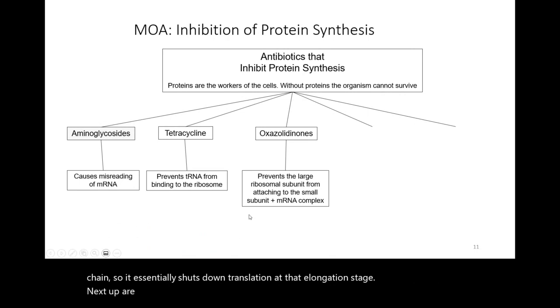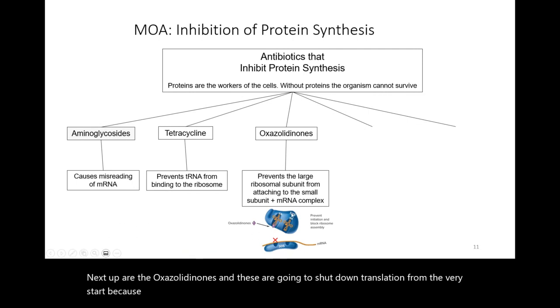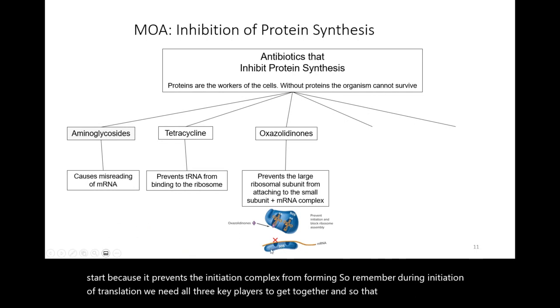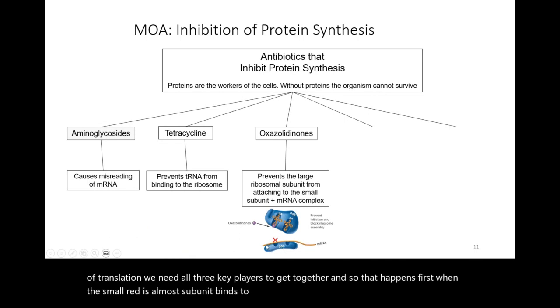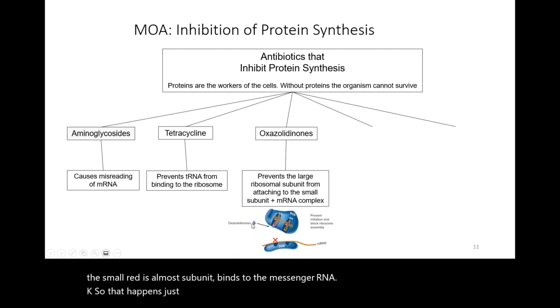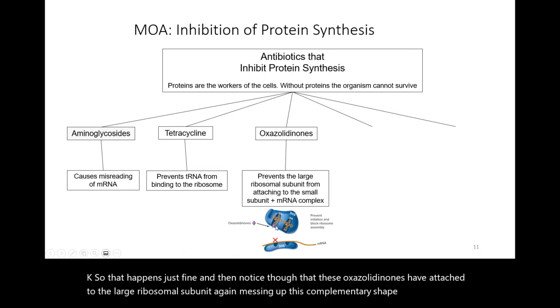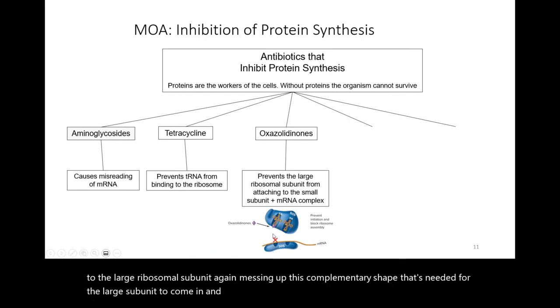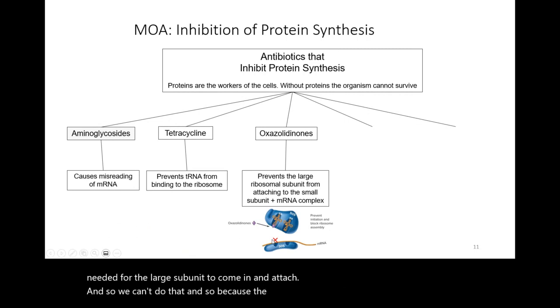Next up are the oxazolidinones, and these are going to shut down translation from the very start because it prevents the initiation complex from forming. So remember, during initiation of translation, we need all 3 key players to get together. And so that happens first when the small ribosomal subunit binds to the messenger RNA. Okay, so that happens just fine. And then notice, though, that these oxazolidinones have attached to the large ribosomal subunit, again, messing up this complementary shape that's needed for the large subunit to come in and attach. And so it can't do that. And so because the ribosome can't even form, no translation is going to occur.